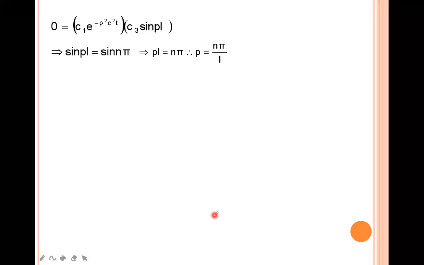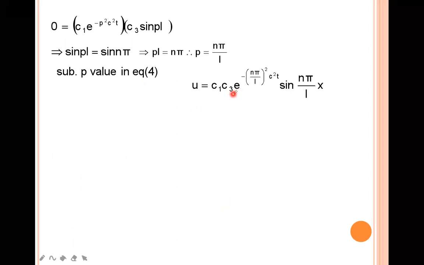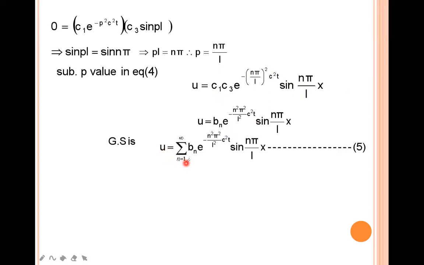So what is equation 4? u = c1 c3 e^(-p²c²t) sin px. Put in this p = nπ/L. So c1 c3 e^(-(nπ/L)²c²t) sin(nπx/L). We assume this c1 c3 equals some bn. Therefore the general solution is u = summation n = 1 to infinity of bn e^(-n²π²c²t/L²) sin(nπx/L).